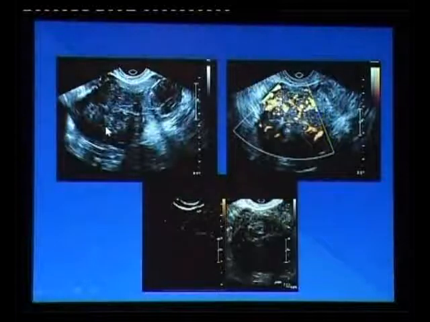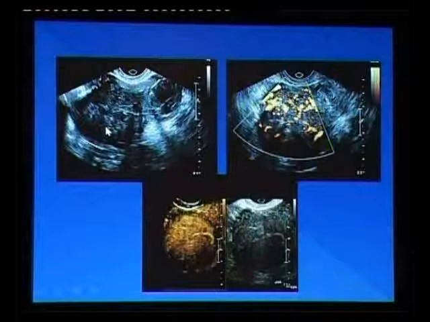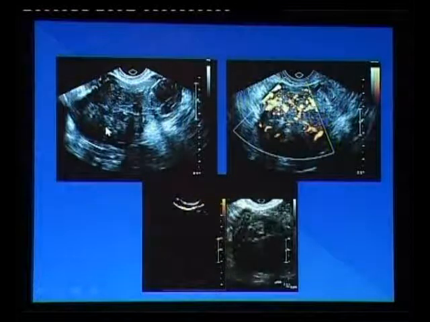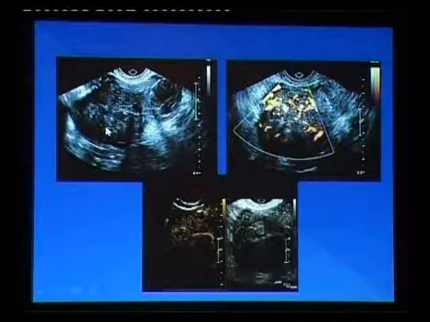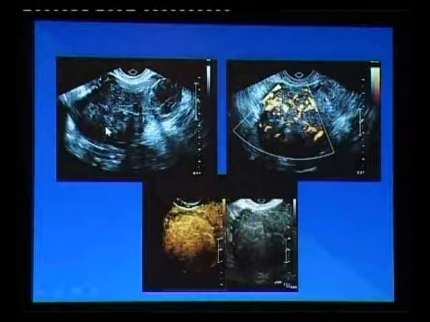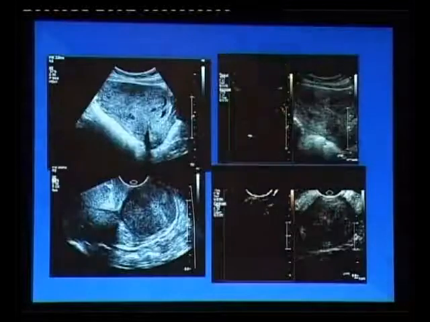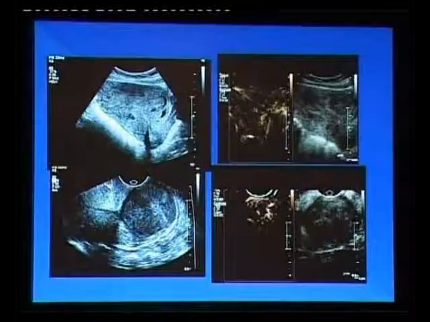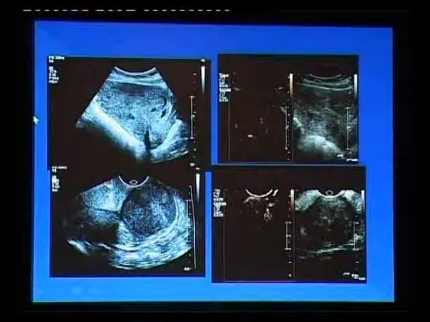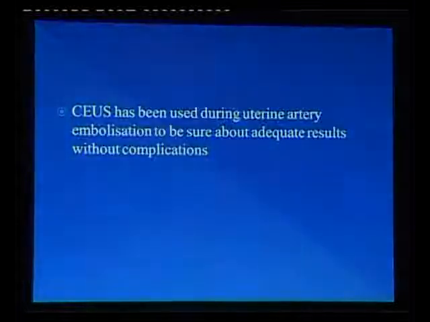The other use of contrast is when you have atypical fibroids. Suppose you have an adnexal mass which looks like a broad ligament fibroid, but you are also worried about an ovarian mass. If this mass shows a typical fibroid-like pattern with a peripheral enhancement and a centripetal filling, you can be more sure that you are dealing with a fibroid rather than an ovarian mass. Or for that matter, if you have a cervical mass and that shows a typical pattern of a fibroid, again you can be very sure that this is a fibroid and it doesn't look like a malignancy.